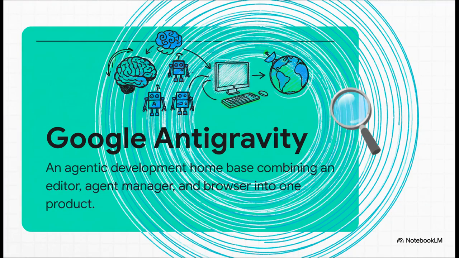Now, look, don't make the mistake of thinking this is just another code editor. That would be like calling a smartphone just a phone. It's so much more. They're calling it an agentic development home base. Think of it like a unified command center, where your editor, a whole team of AI agents, and even a browser all live and work together in perfect harmony.